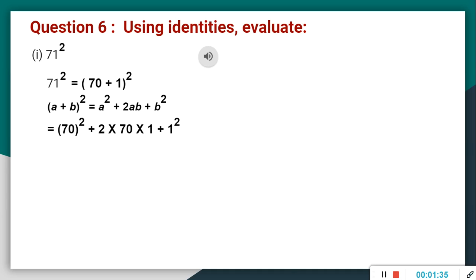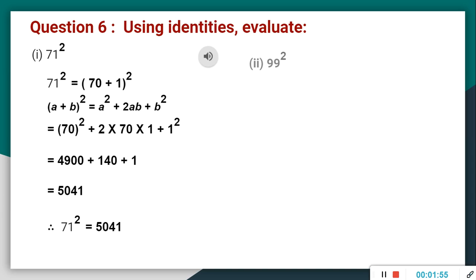So 7 7s are 49. Here 1 zero is there, and in the square, 2 zeros will come. So 4900 plus 2 into 70, 140 into 1, 140, plus 1 square, 1. So total 5041. So the answer of 71 square is equal to 5041.